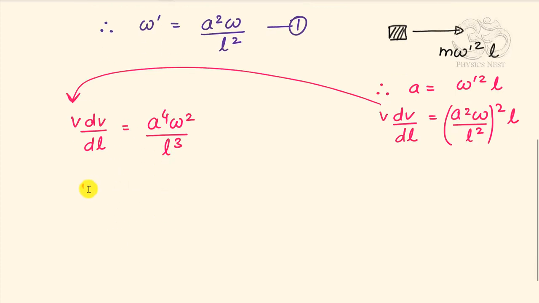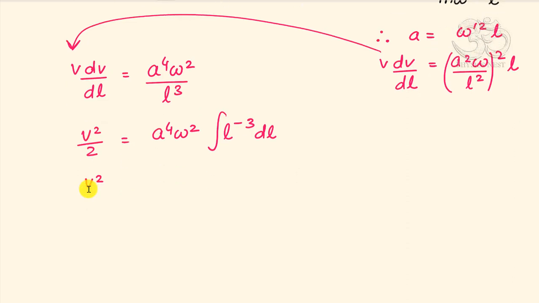You will get v squared by 2 is equal to a power 4 omega squared times L power minus 3 dl, an integral of that, and you will get v squared by 2 is equal to a power 4 omega squared. This is L power minus 2 divided by minus 2, so minus 2L squared plus, of course, a constant of integration that we will have to determine.